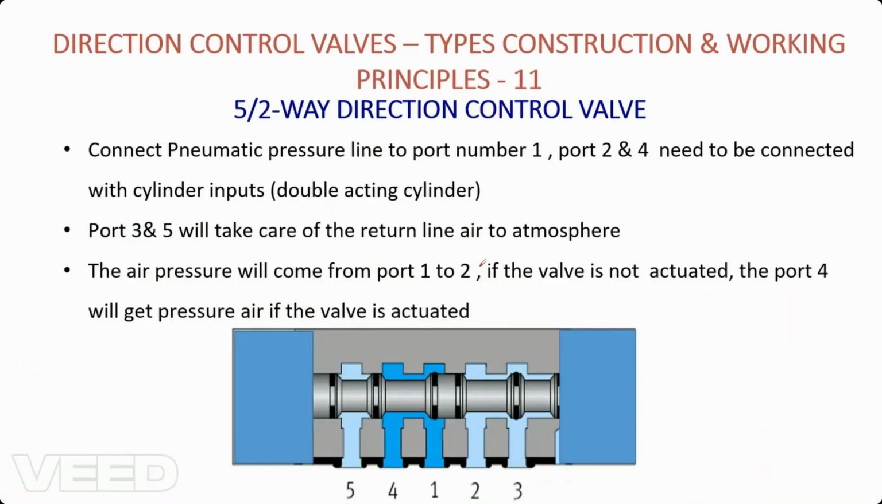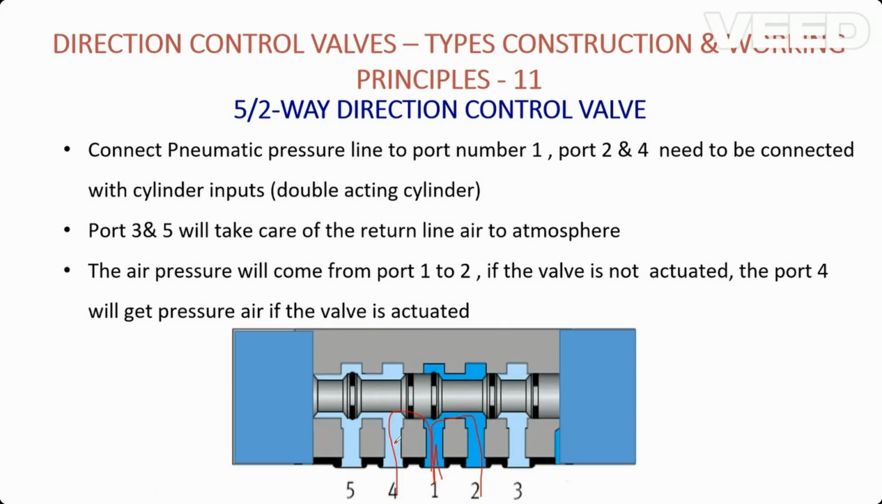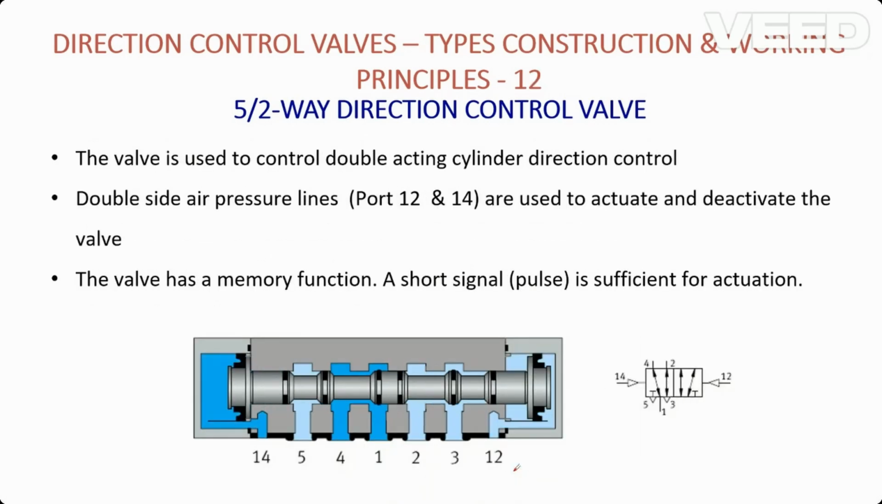So here you can see in the animation how a 5 by 2 works. Let us assume I am giving air pressure at 1. Initially, in one position, air flows from 1 to 2 in the normal position. Whenever there is activation from one of the sides, it changes and air flows from 1 to 4. And when air is flowing from 1 to 2, 4 and 5 are connected. If air is flowing from 1 to 4, 2 and 3 are connected. In that way, whatever extra air is available inside the cylinder goes out.